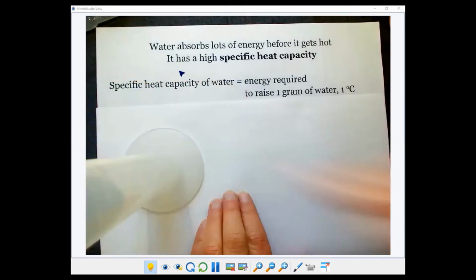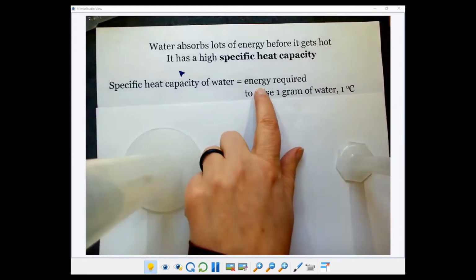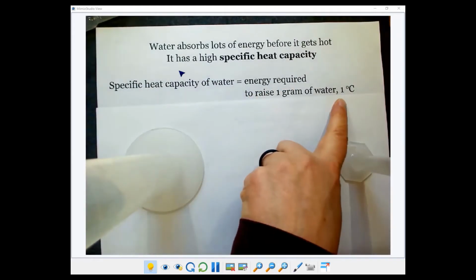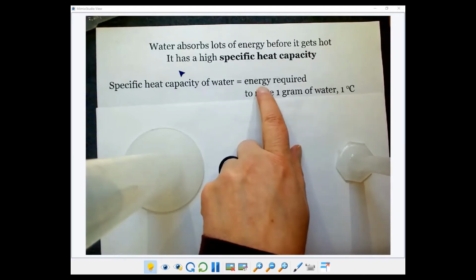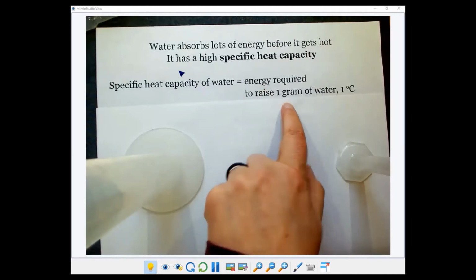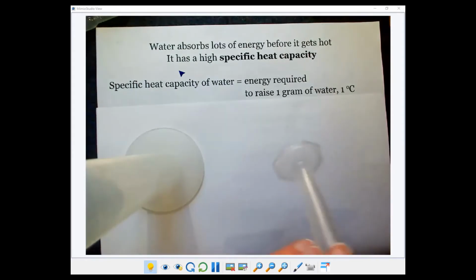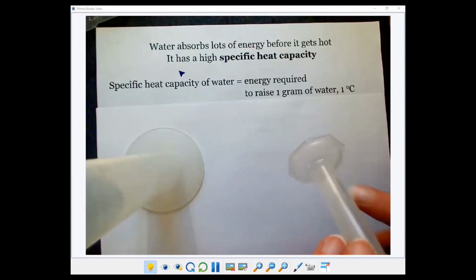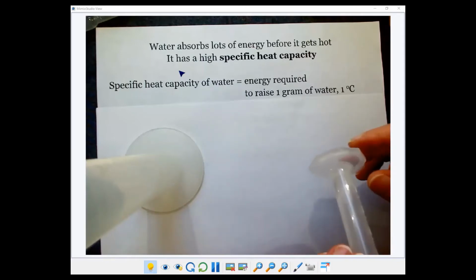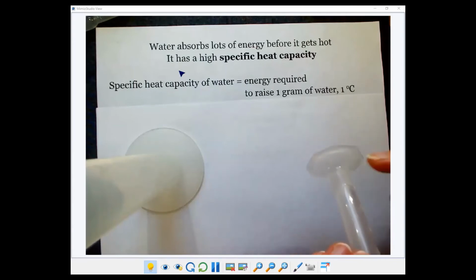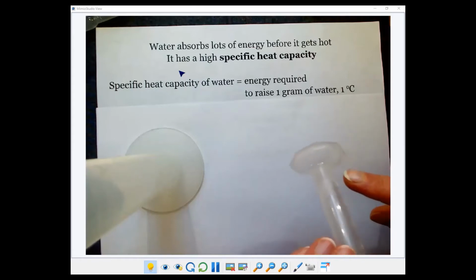The specific heat capacity of water is the energy required to raise 1 gram of water 1 degree C. So how much energy do you have to put into 1 gram of water to make it heat up 1 degree C? So I want you to think about it like this. If I took this tiny little 1 gram of water, 1 milliliter is the same as 1 gram. That's going to be important in your calculations. So water is really special in that 1 milliliter of it also weighs 1 gram. A lot of these units are based around water, so it makes chemistry a lot easier.